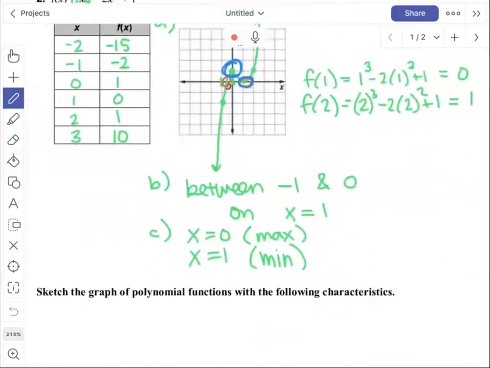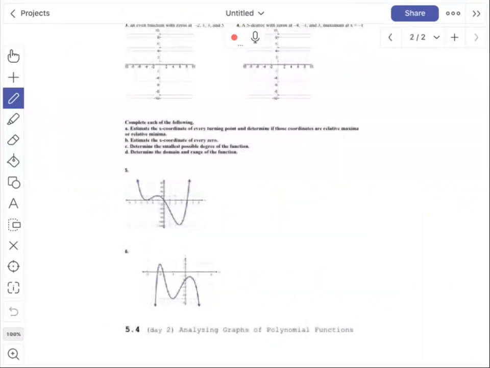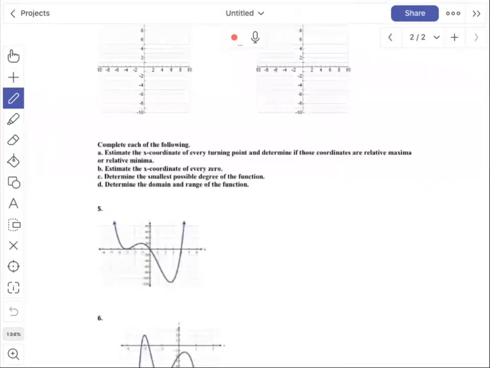Okay, let's go to the next one. Sorry, the formatting got a little funky. These are the directions for the next page. So it says sketch the graph of a polynomial function with the following characteristics. All right, so we want to make a graph given these things.